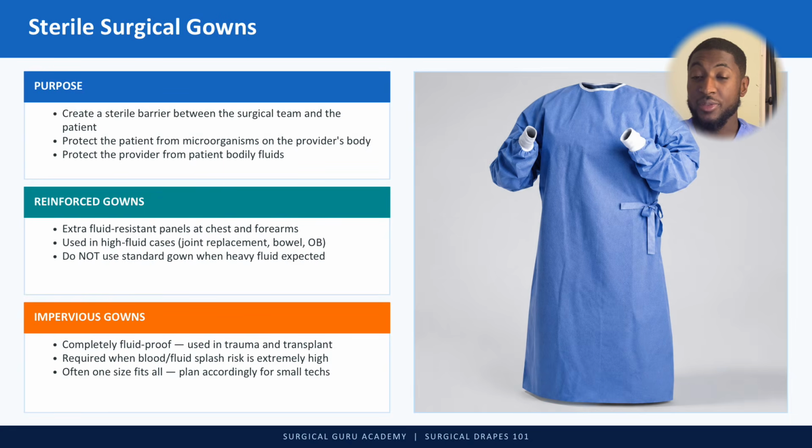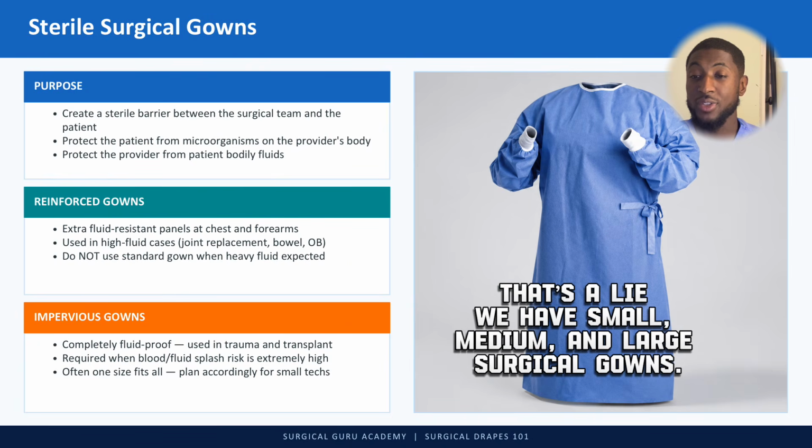Impervious gowns. An impervious gown is one that's completely fluid proof, used in trauma and transplant. We use impervious gowns for every surgery. Required when blood or fluid splash risk is extremely high, and often one size fits all. Plan accordingly for small techs.